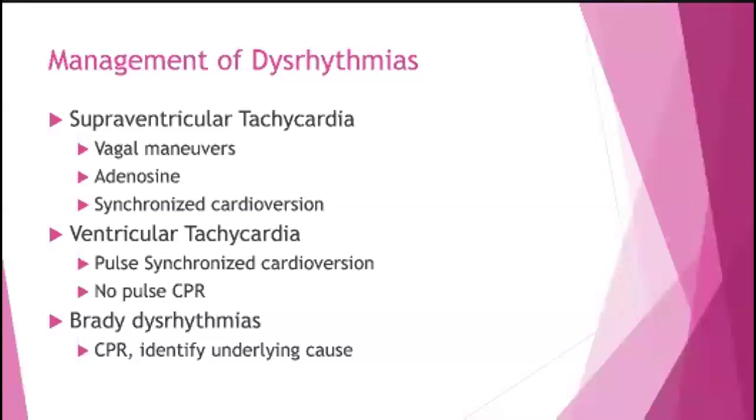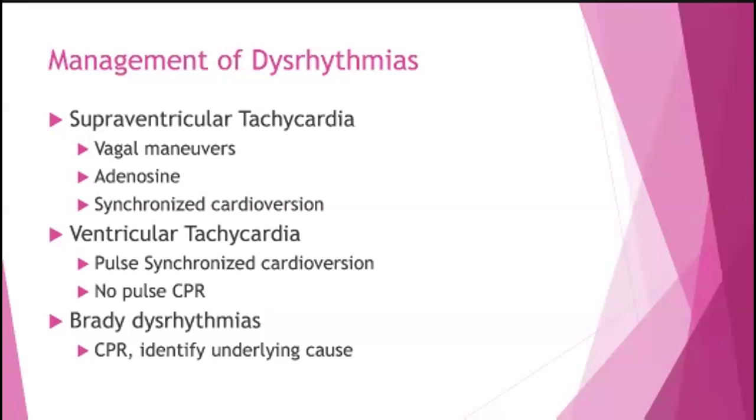If they're unstable, meaning that we're having signs of poor perfusion, like hypotension or altered level of consciousness, then we want to use cardioversion, and it needs to be an immediate synchronized cardioversion so that we shock them at the right point of that cardiac cycle and do not throw them into a lethal rhythm. We can use medications. We use adenosine with children. So adenosine rapid IV push is the first line medication.